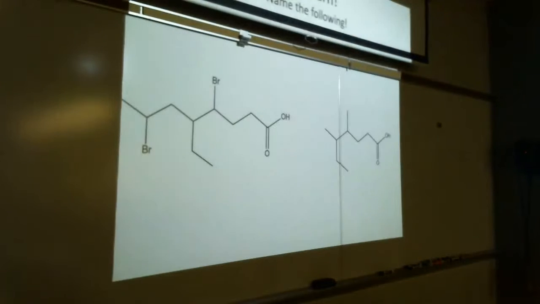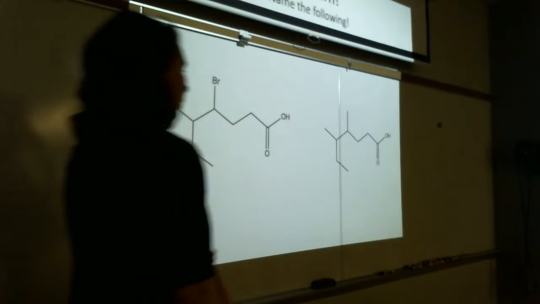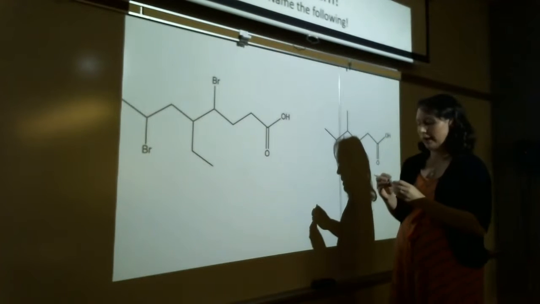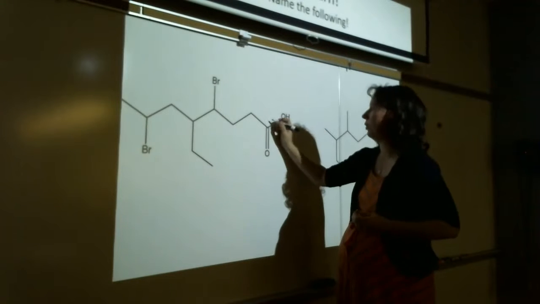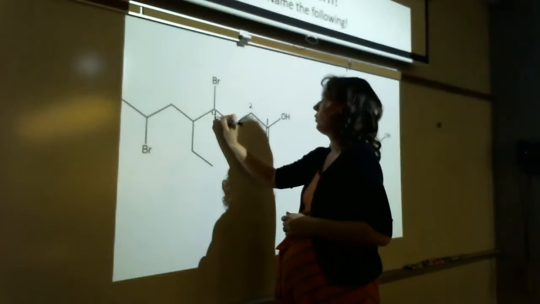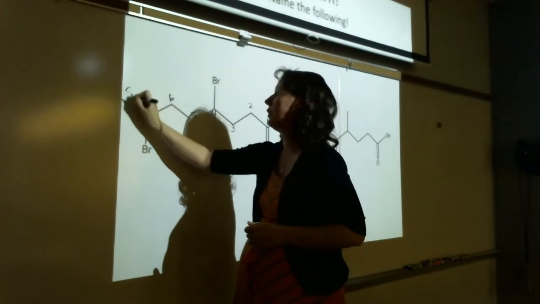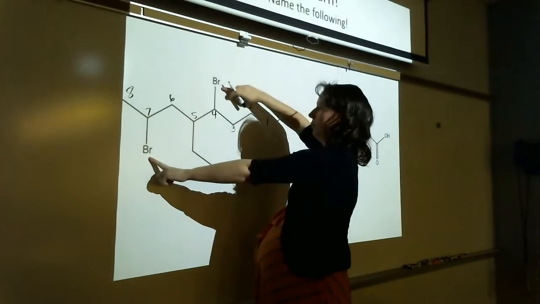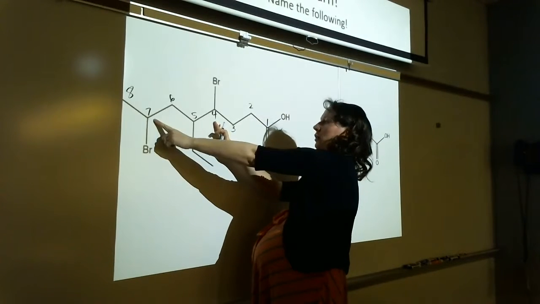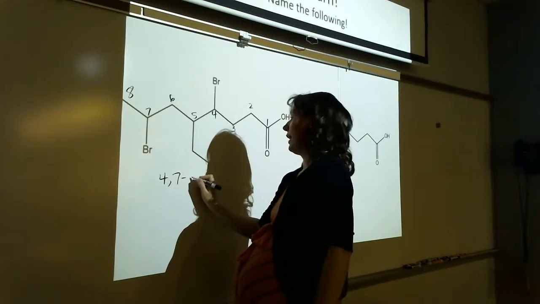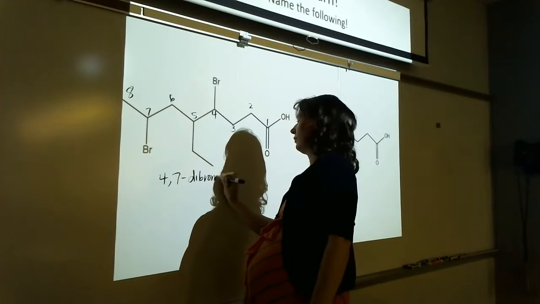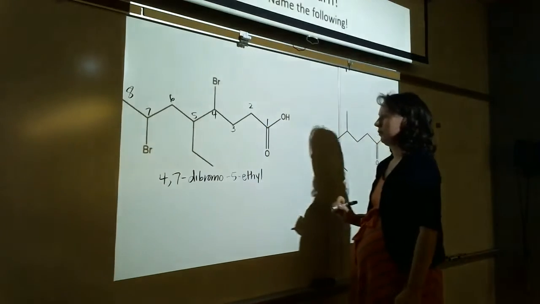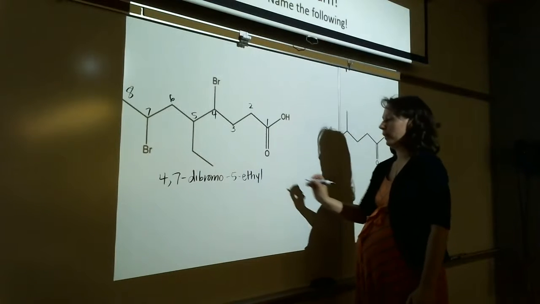All right, let's name these two molecules. When we're naming these two, picking carbon number 1 doesn't take a whole lot of effort, because all we need to do is find the carboxyl group. So we're going to name from the left or from the right? From the right. So 1, 2, 3, 4, 5, 6, 7, 8. And so what are our substituents? It would be what numbers? 4, 7. Dibromo. Then what? 5-ethyl. And then what? Is it octanoic? Octanoic acid.